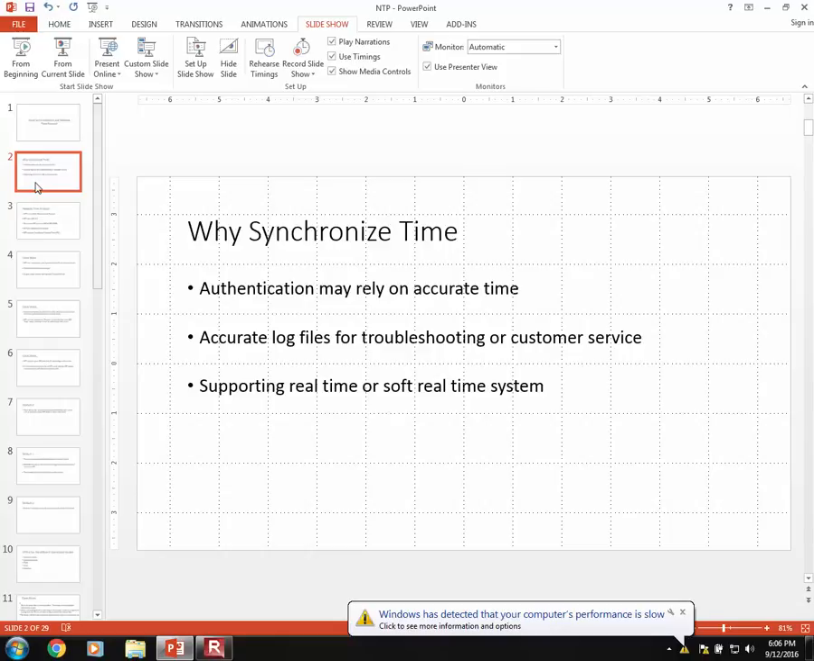Also, soft real-time systems, such as any type of fly-by-wire system on an aircraft, where you're using computers to control a manual device, and you're also moving and calculating speed and other parameters. You need to have all the different systems have accurate time, and accurate time based on a single time source.